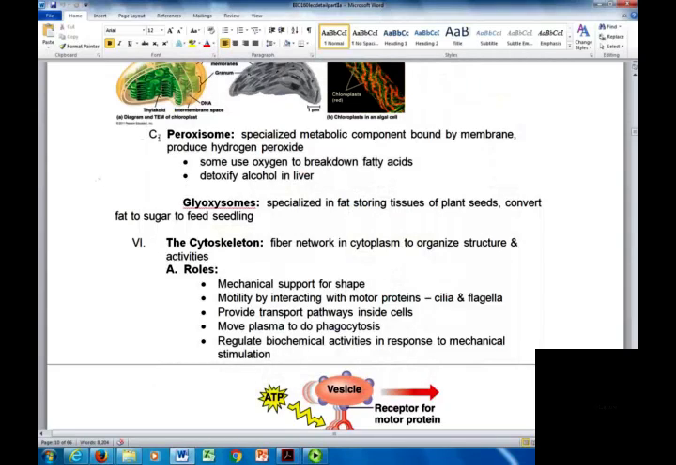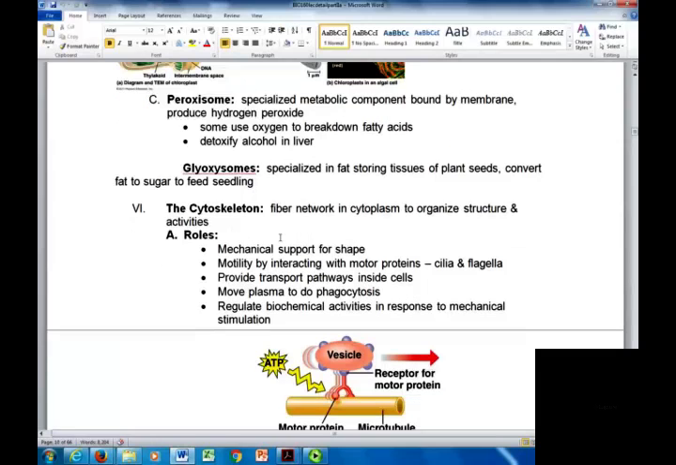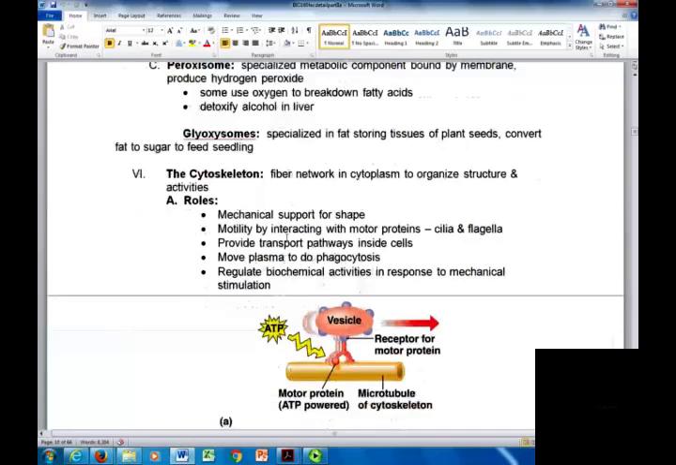So the peroxisome, let's see where we left off. The cytoskeleton, this is your fiber network in the cytoplasm, and it's going to organize and provide structure and activities inside the cell. So it helps to provide mechanical support for shape. It will provide mobility by interacting with the motor proteins. This is what happens with structures like the cilia and the flagella that you're going to use for motility.